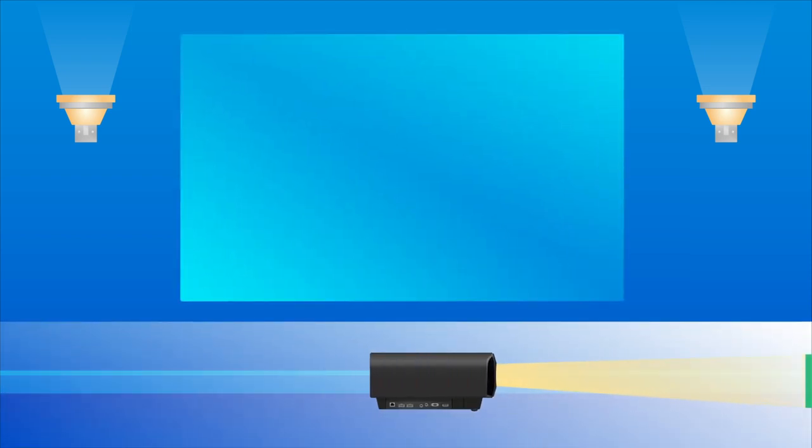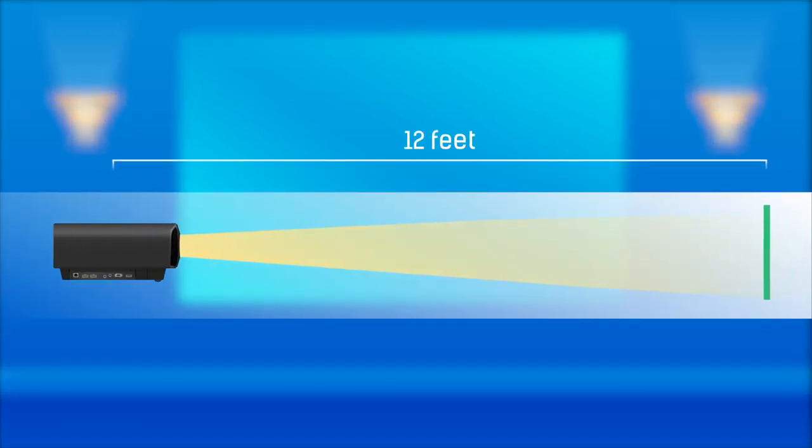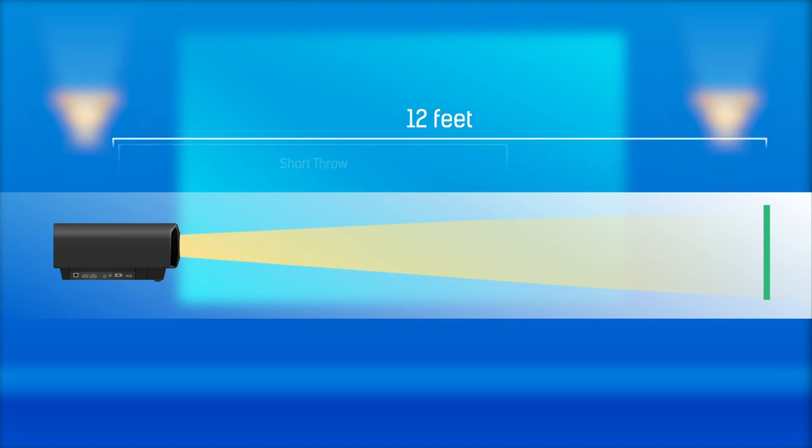The first thing to think about is the size of the image you're looking to project. The larger the image, the farther from the wall your projector needs to be. If you don't have at least 12 feet between the wall where you're projecting the image and the spot you're installing the projector, you'll most likely need to consider one labeled as a short throw or ultra short throw, but those tend to come with a higher price tag.